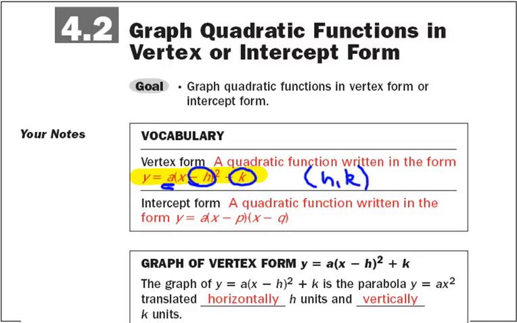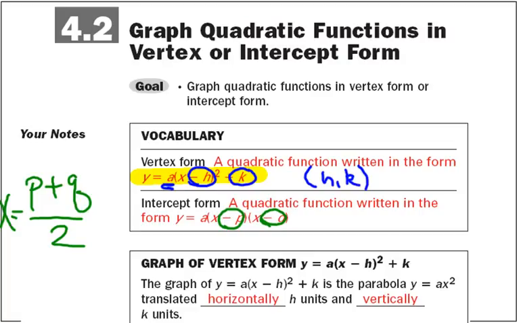And then we had the intercept form, which was handy because it told me that the p and the q were my two x-intercepts. If I knew that, I could find the axis of symmetry and the x-coordinate of the vertex by finding the average of the p and the q value. All those terms and all those forms should be familiar to you, so I'm just refreshing your memory.